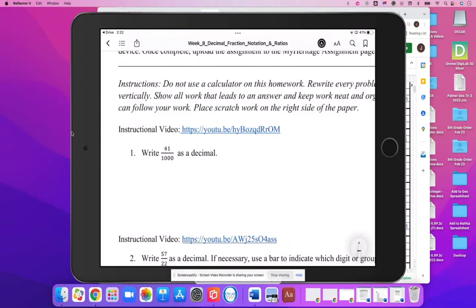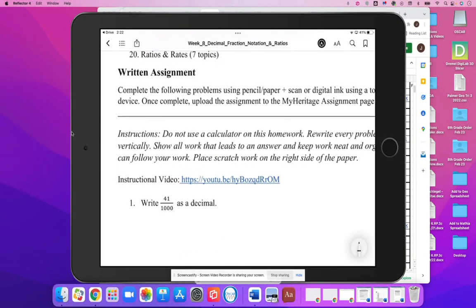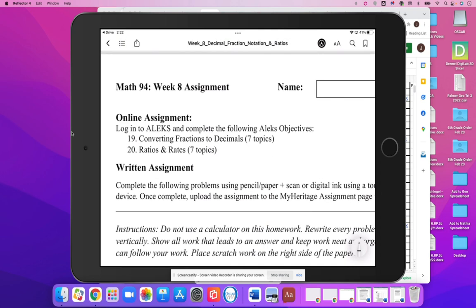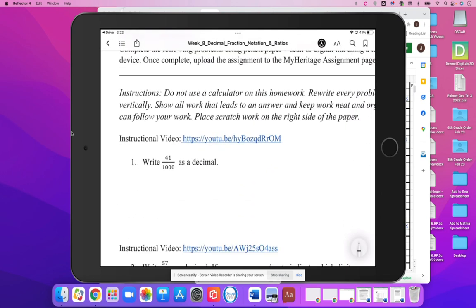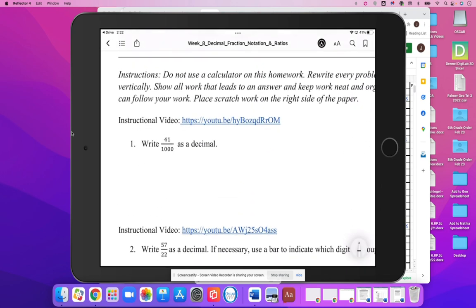So we are back with the week 8 homework assignment, as we can see right there. What we've got with this first one, everyone, is a number. We're supposed to write the number 41 over 1,000 as a decimal. There's a couple ways to think about this one.